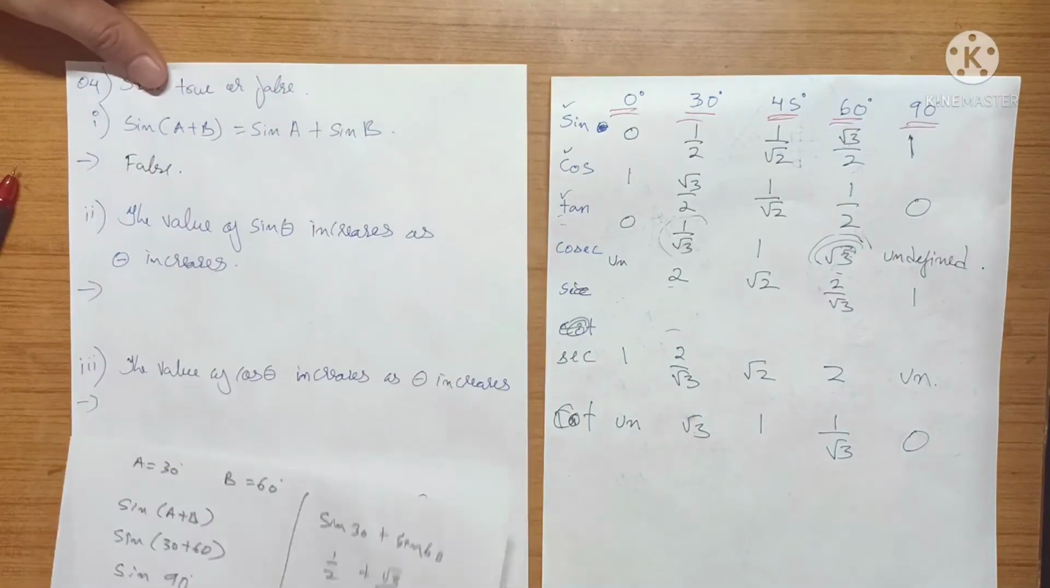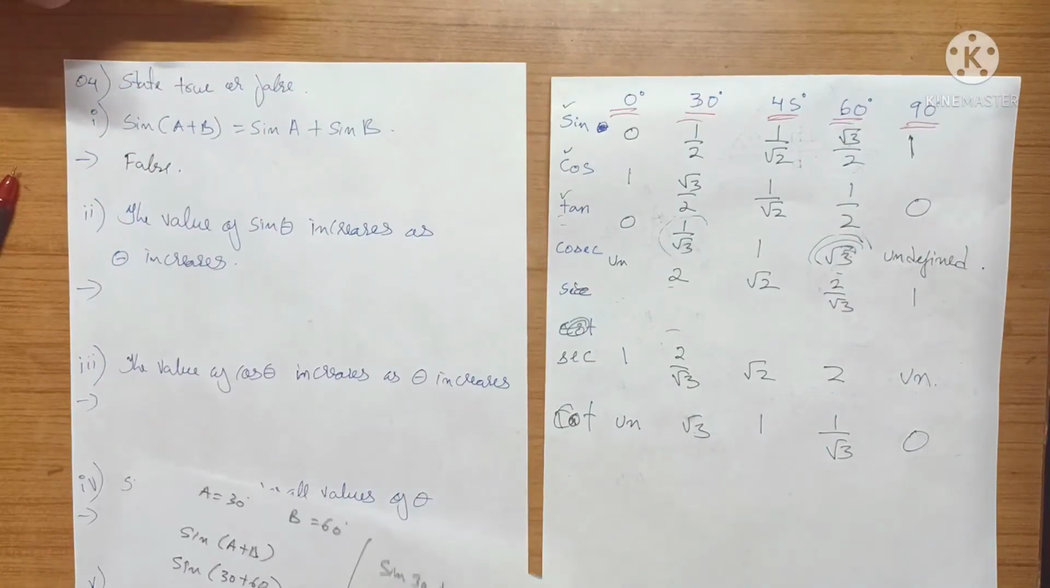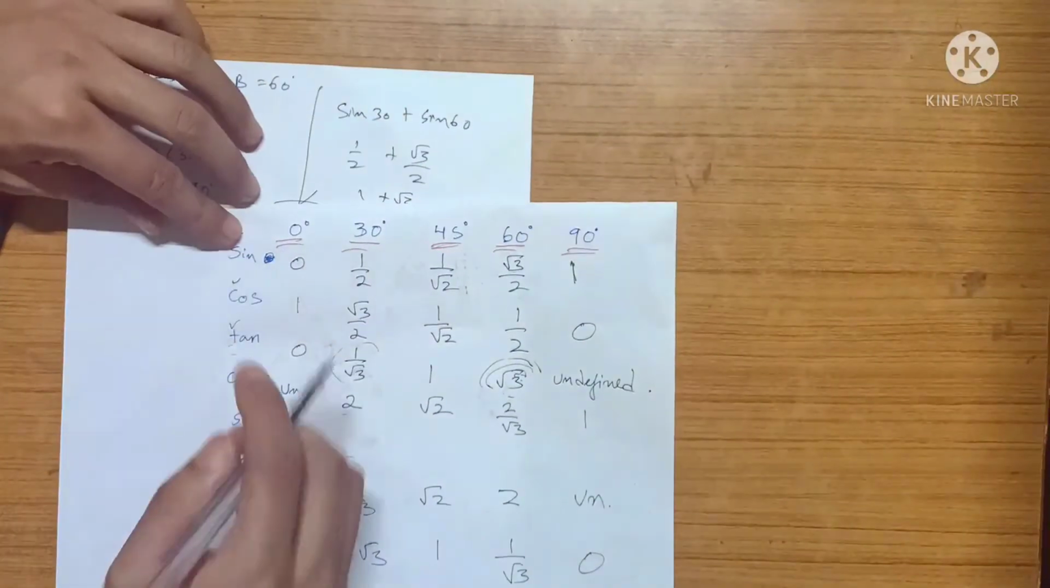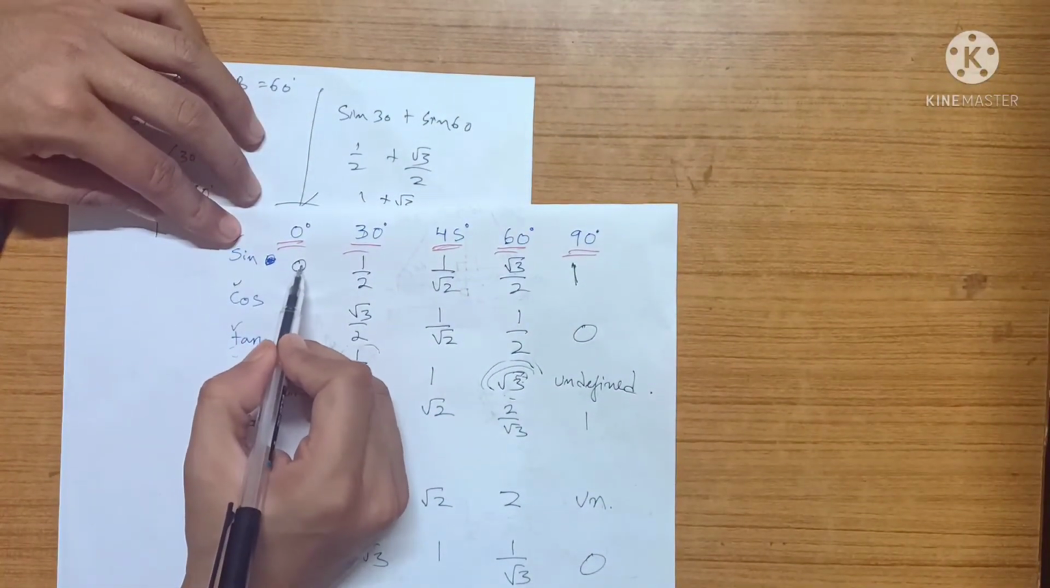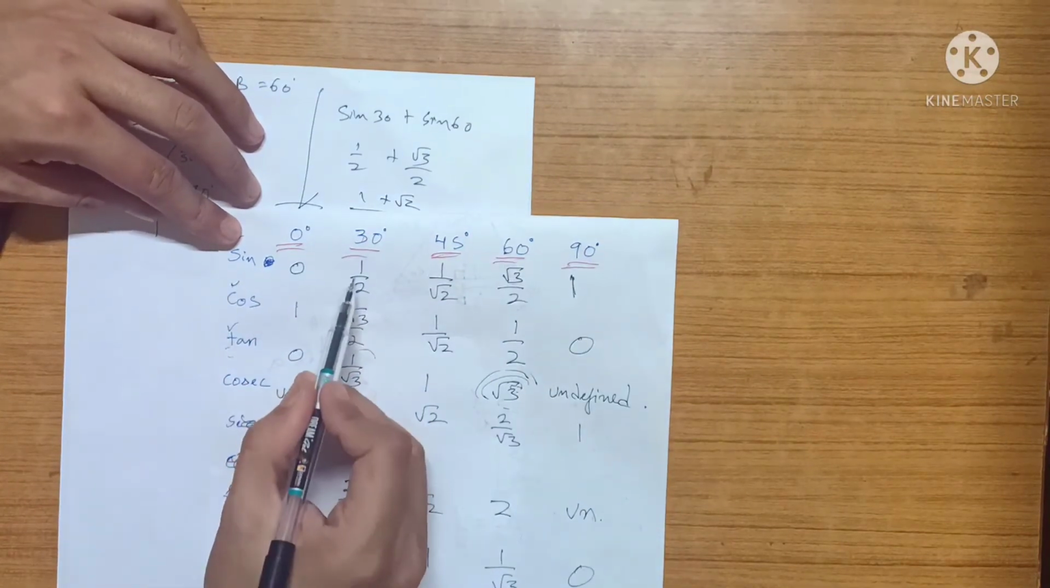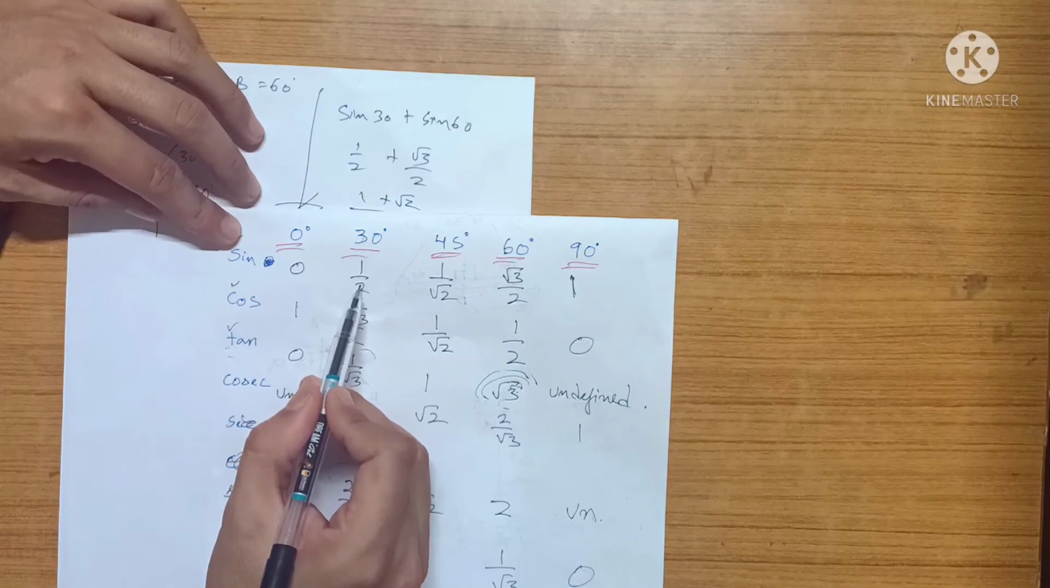Now number 2, the value of sine theta increases as theta increases. So the value of sine theta, if you look here, it's 0, and as we increase and go, it's 1 divided by 2, which is 0.5, right?